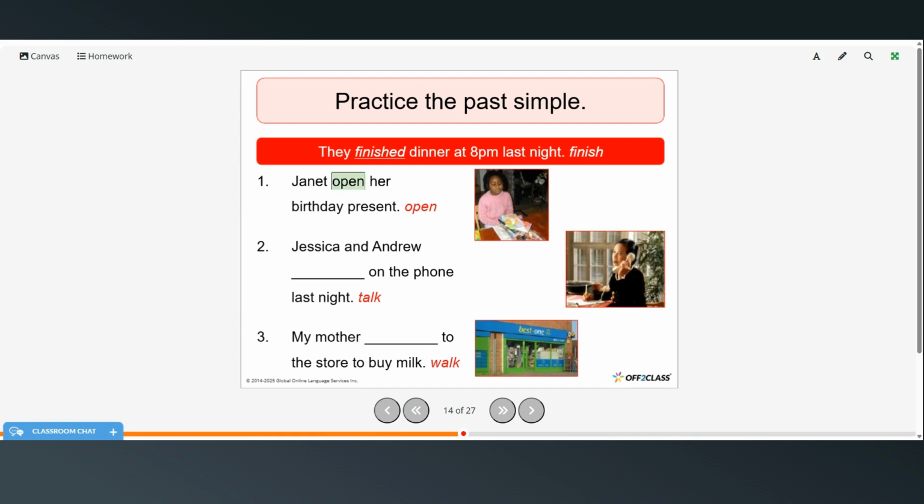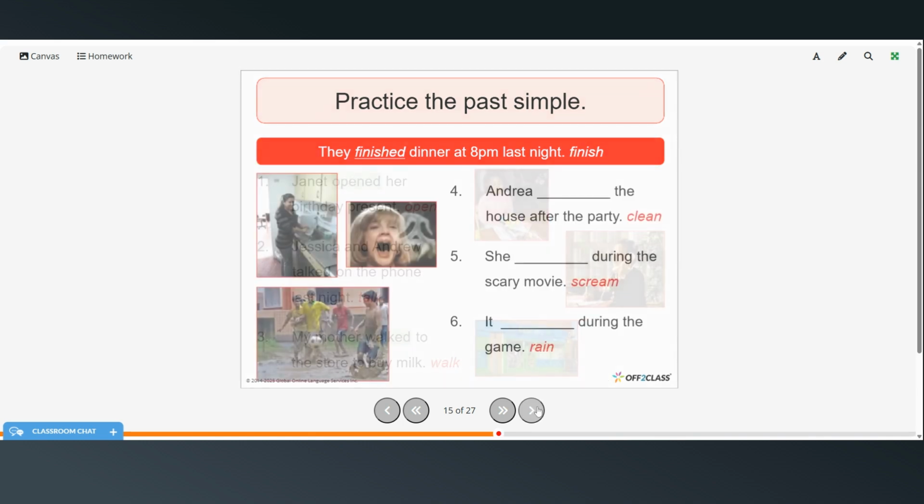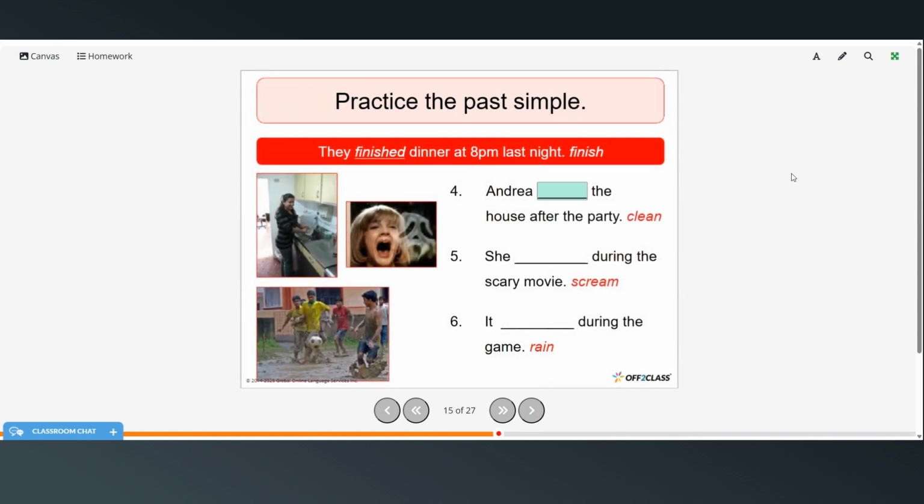So Janet opened her birthday present. Jessica and Andrew talked on the phone last night. My mother walked to the store to buy milk. Andrea cleaned the house after the party. She screamed during the scary movie. It rained during the game.